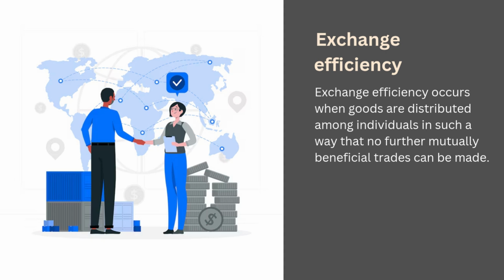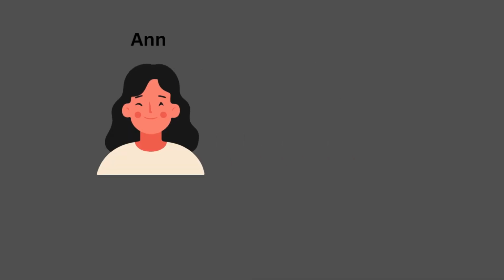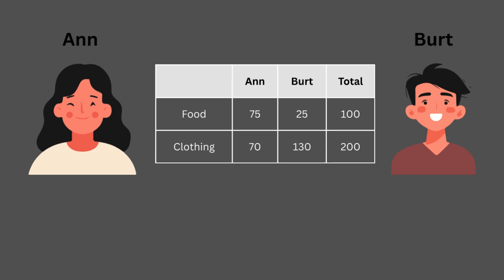In simple terms, it means all the potential gains from trade have been used up. To understand this, let's look at the simplest possible economy. Two people, let's call them Anne and Burt, and two goods, food and clothing. The total amount is fixed: 100 units of food and 200 units of clothing. Now suppose we begin with an initial allocation where Anne gets 70 units of clothing and 75 units of food. Burt gets 130 units of clothing and 25 units of food. These starting points, called initial endowments, are assigned externally.